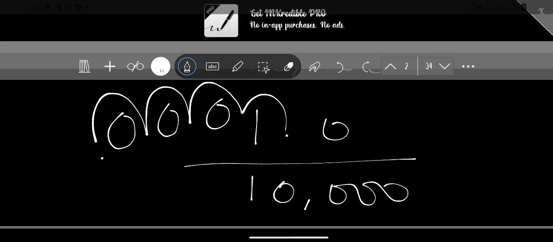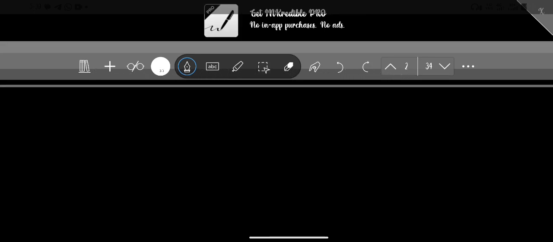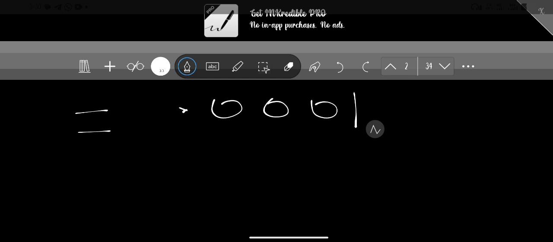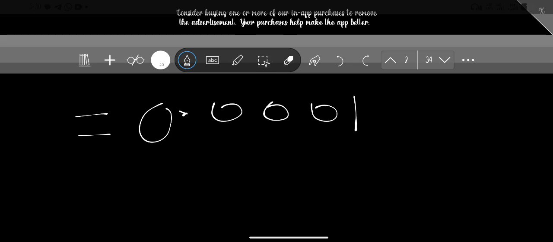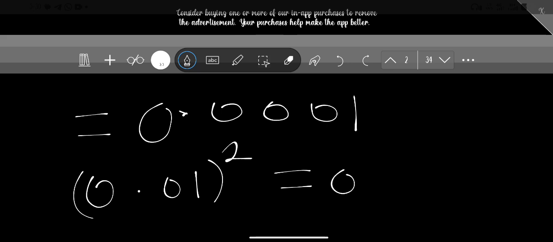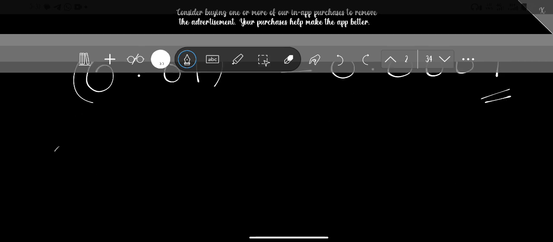So now we write that, remember we got a point here, so 0.0001. We can't just leave it like this, so we add a 0 here. That means 0.01 raised to the power of 2 equals 0.0001. This is the final answer for that. We move on to the second question.